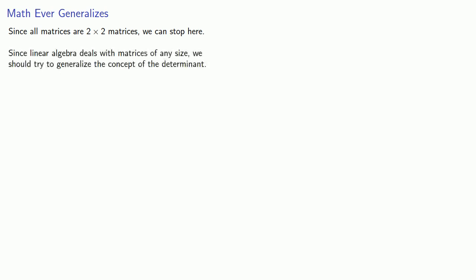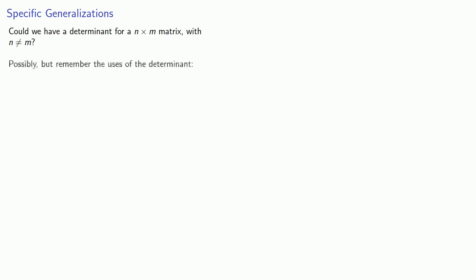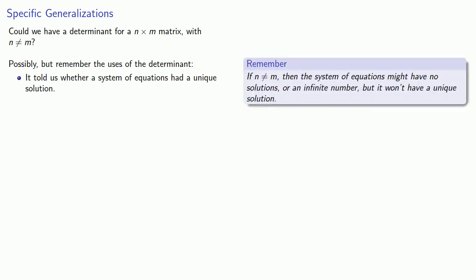Well, since linear algebra deals with matrices of any size, we should try to generalize the concept of the determinant. So let's think about that. Could we have a determinant for an n by m matrix with n not equal to m? Well, possibly, but remember the uses of the determinant. It told us whether a system of equations had a unique solution, but if n is not equal to m, then the system of equations might have no solutions, or an infinite number, but it won't have a unique solution.